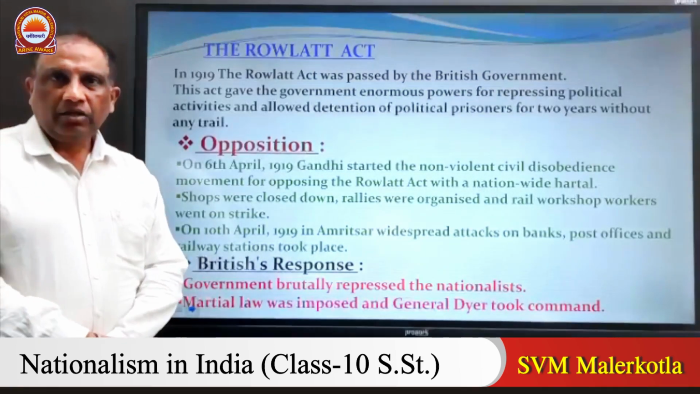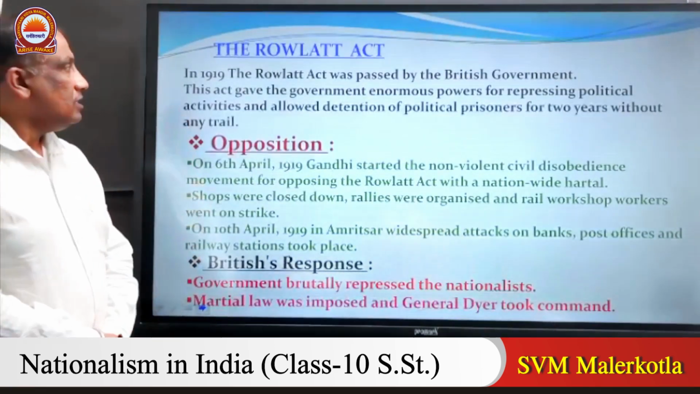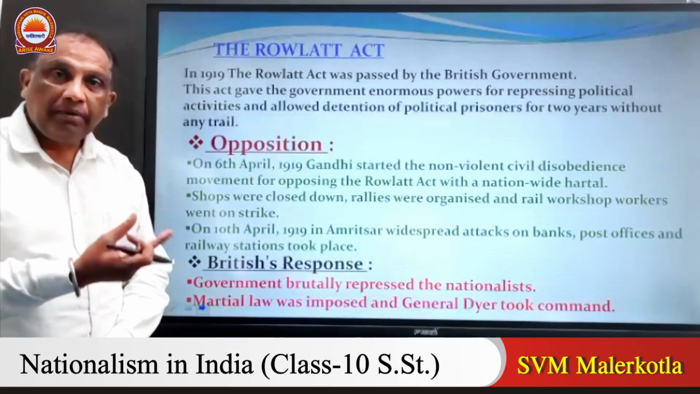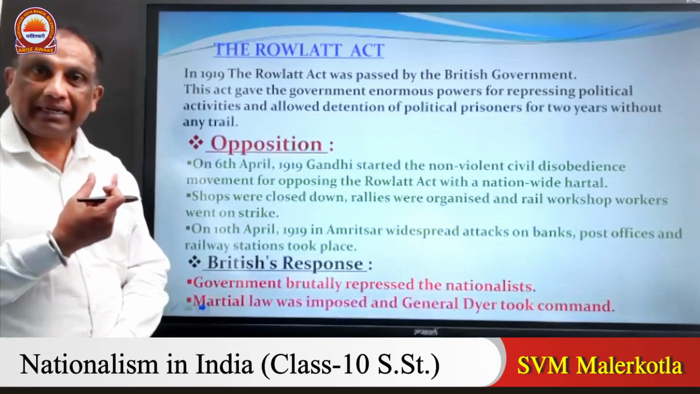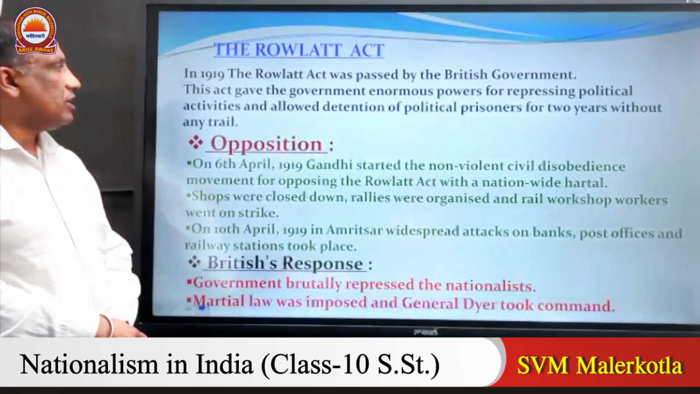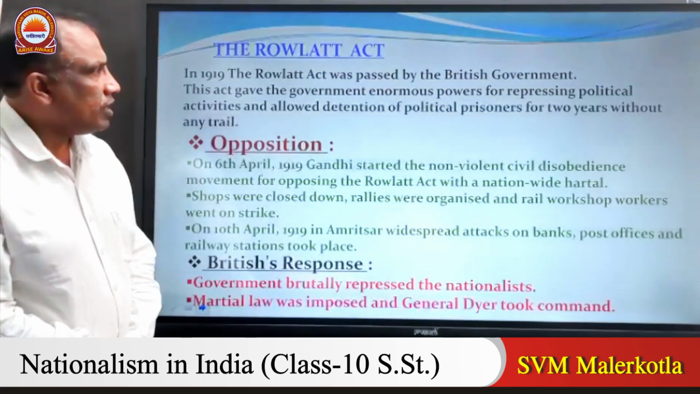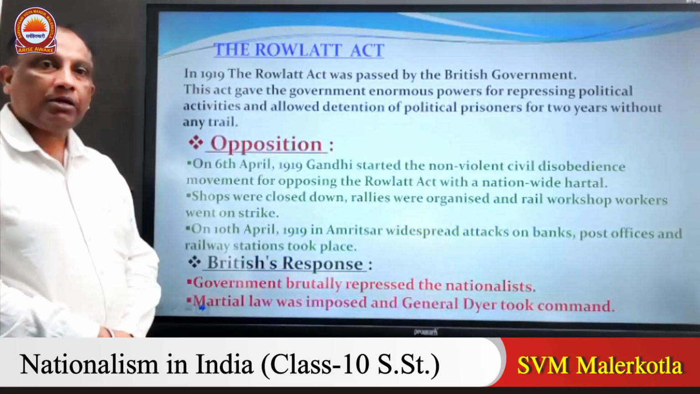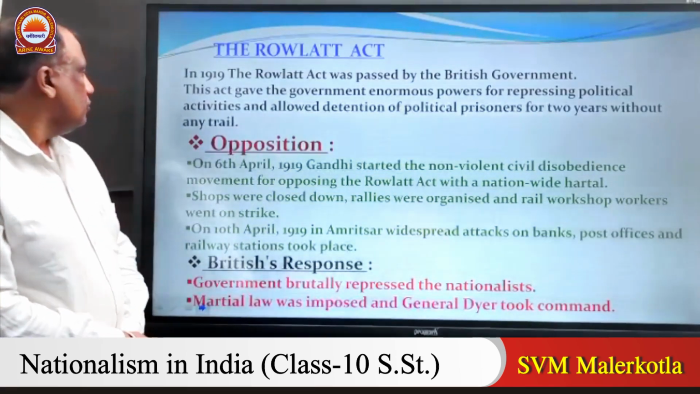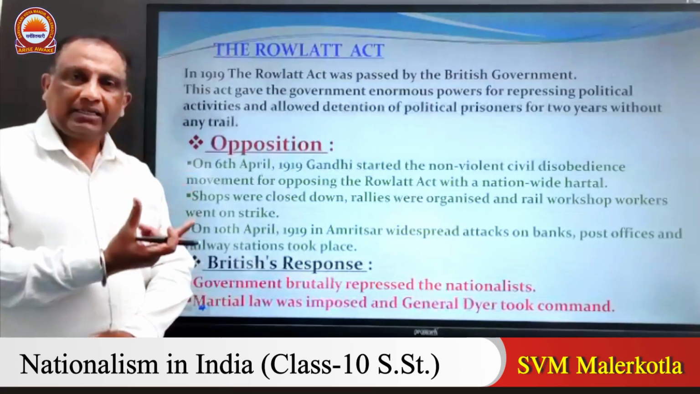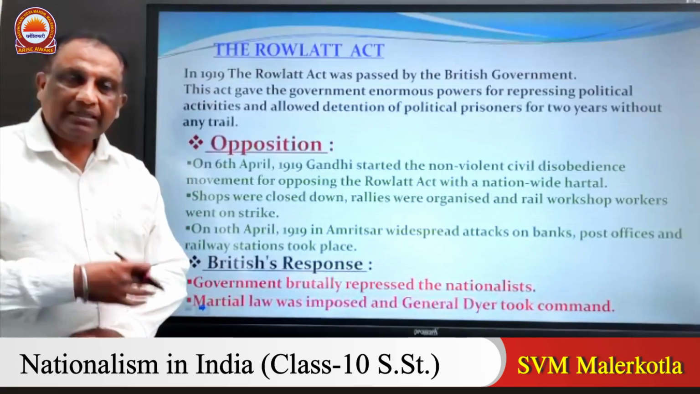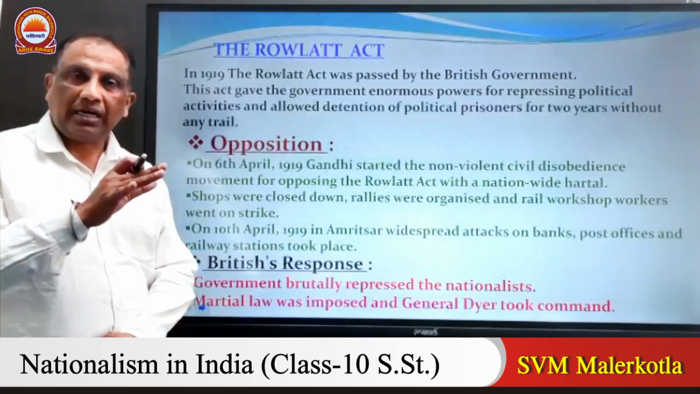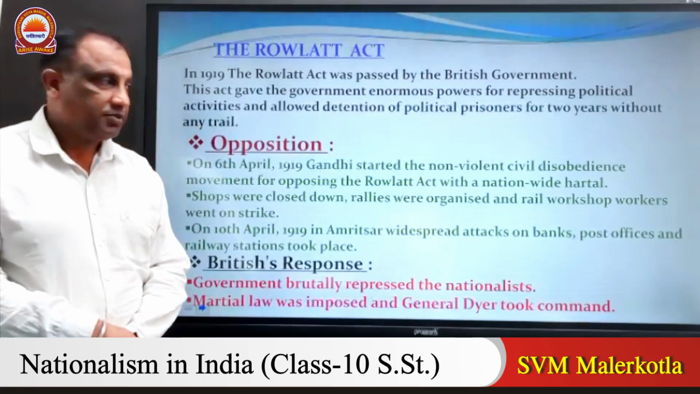Now, the Rowlatt Act. In 1919, the Rowlatt Act was passed by the British government. This act was passed hurriedly by the government. This act gave the government enormous powers for repressing political activities and allowed detention of political prisoners for 2 years without any trial. So this act was passed hurriedly. That shows no appeal, no dalil, no vakil, just to crush the activities of the Indians.